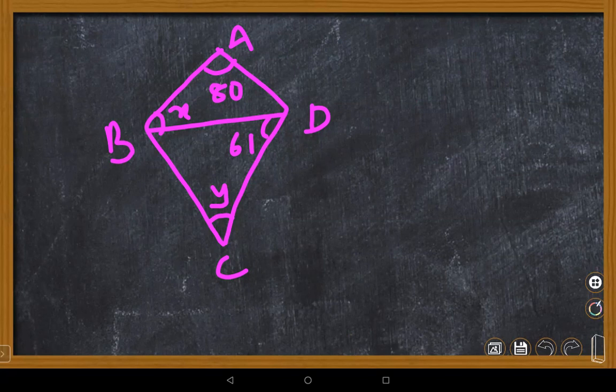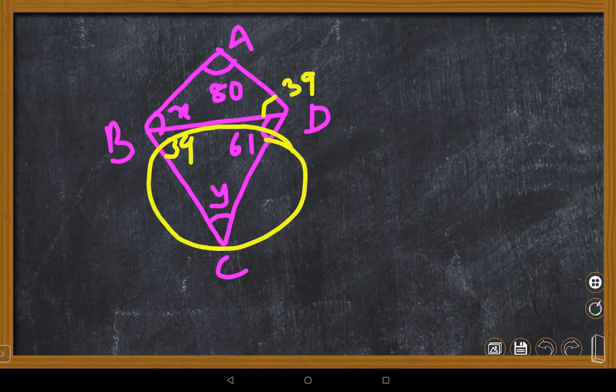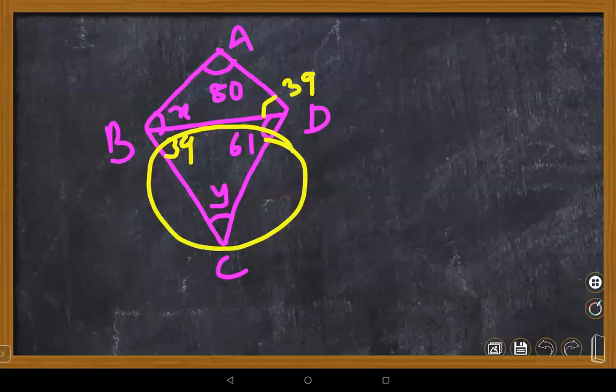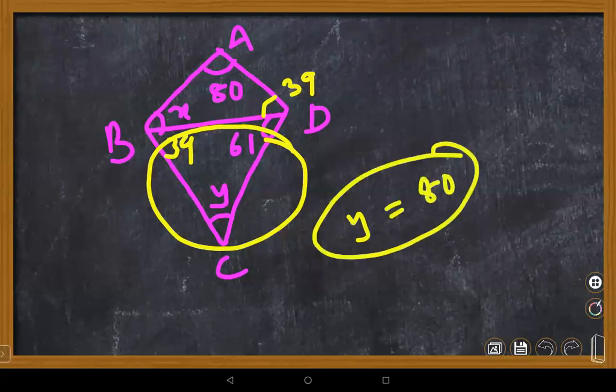Yeah, only in this case. This is 39. This is also 39. Now you can use the angle sum property of a triangle to find the value of Y, so that you will get the Y value as 80.